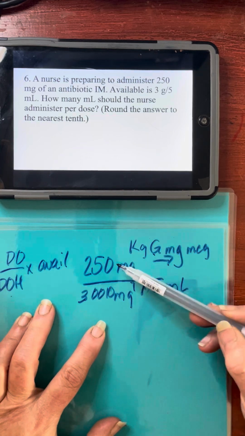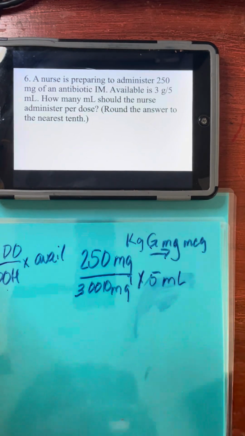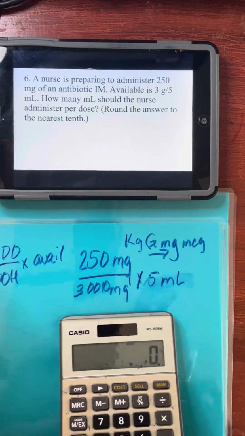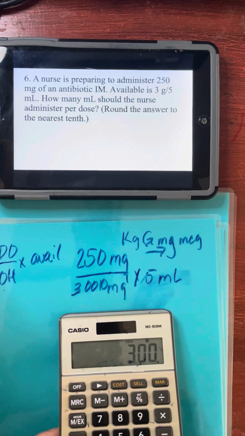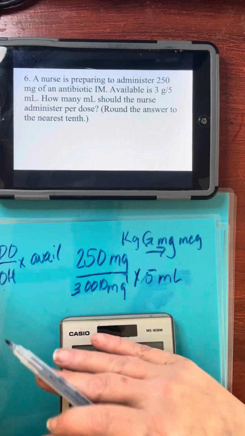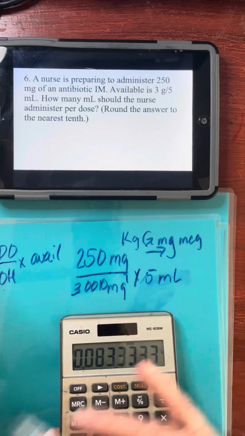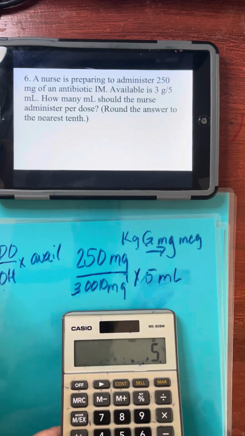And this fraction says this divided by that times that. And so let's do that. Get your calculator. 250 divided by 3,000. Don't even look, because you're not done. And sometimes people see that and throw them. So don't even look at it. Times 5 equals.